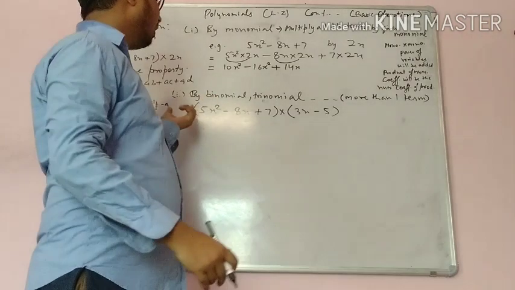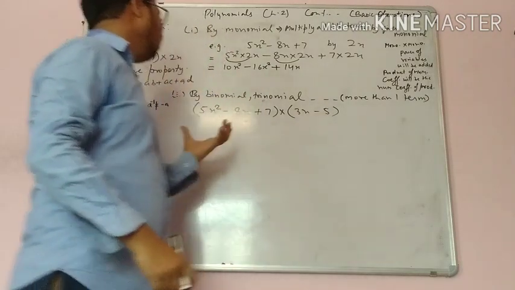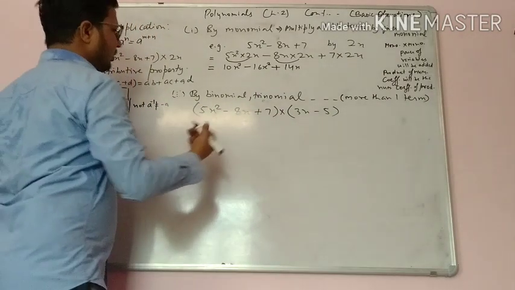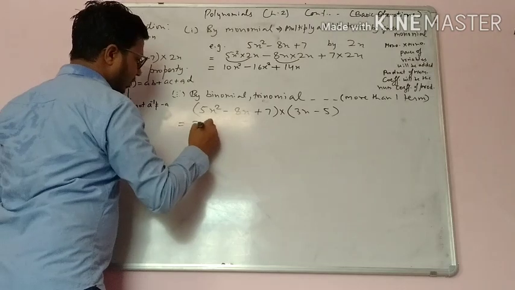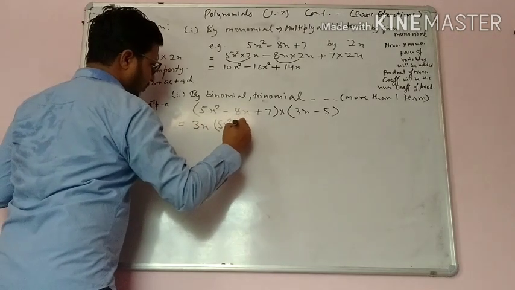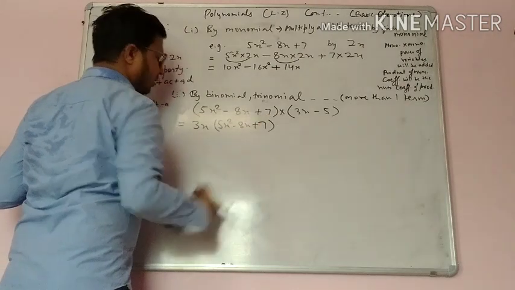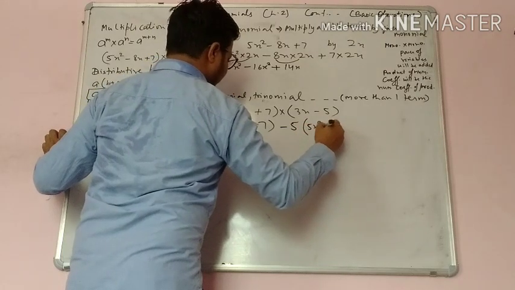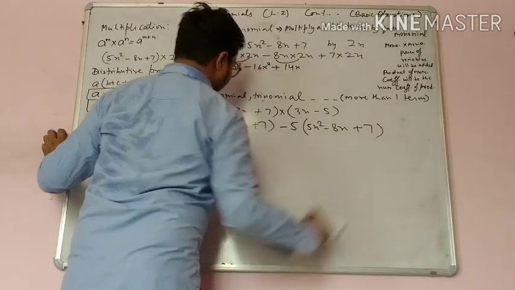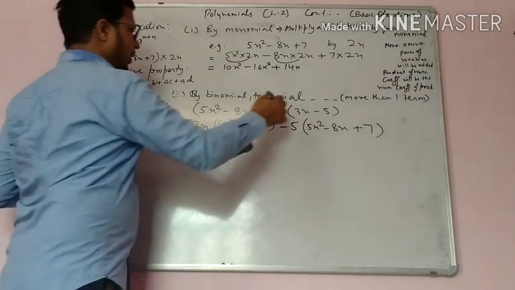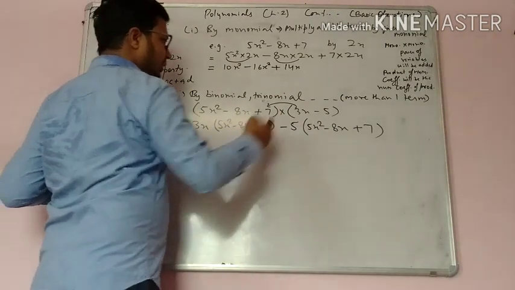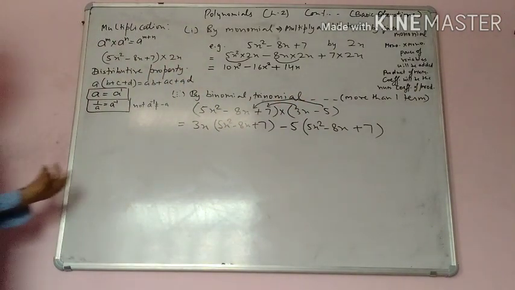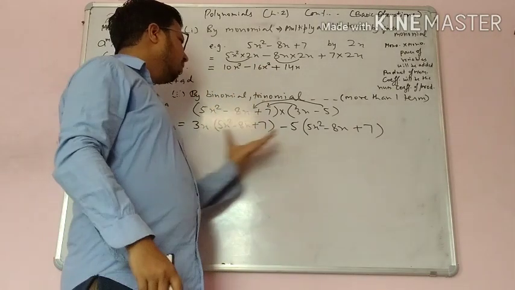Now see that while more than one term we are multiplying here. Now how can we multiply that? Here also you have to use the distributive property again. First distribute all the terms by 3x: 3x times 5x square minus 8x plus 7. Then you have to multiply by minus 5: 5x square minus 8x plus 7. Is it clear? First multiply all the terms by 3x, then multiply all the terms by minus 5. Now it again becomes the same as the first, multiplying by a monomial.